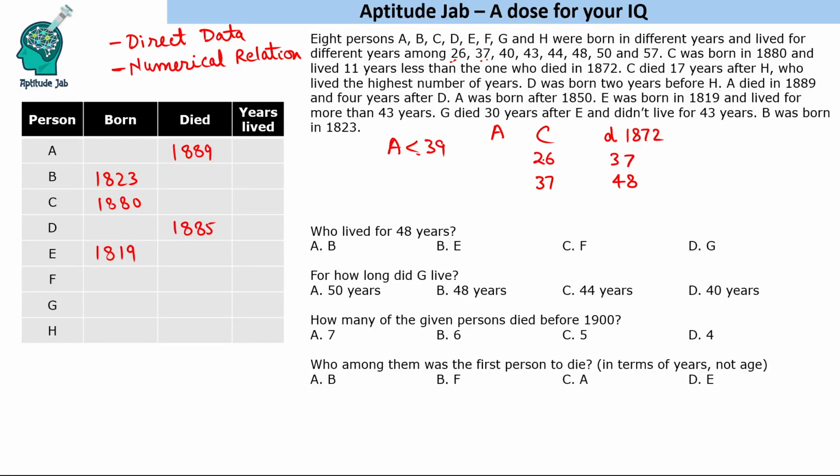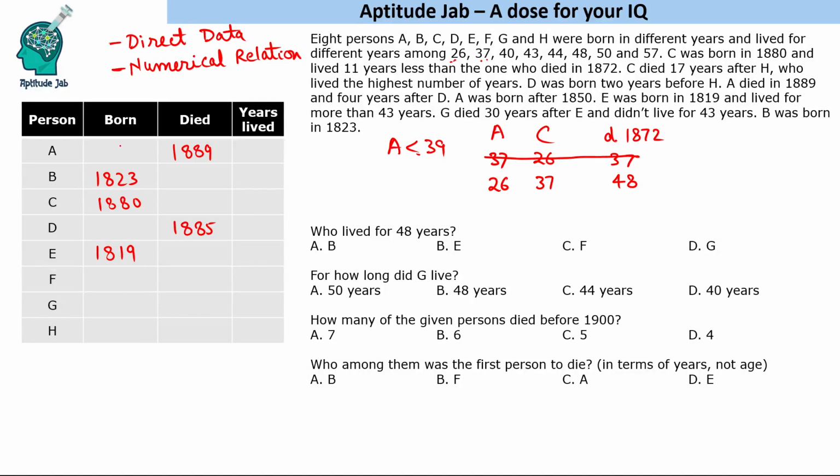If I take C as 26, then A has to be 37, because A has to be less than 39 years, he was born after 1850. So A is 37. But in this case, the person who died in 1872 is 37 years old. But A did not die in 1872. A died in 1889. So this case is not possible. So that means A must be 26 years old. C lived for 37 years, and the person who died in 1874 lived for 48 years. This was simple to reject, because A cannot be this person.